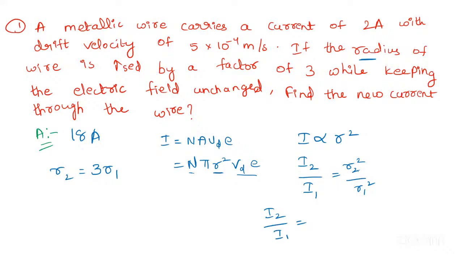If we do the square, it will be 9 R1 square by R1 square. So I2 will be 9 times I1. I1 is 2 amperes, so the new current will be 18. Hope everyone got clarity. Any doubts? Okay. So we'll go to the next problem.